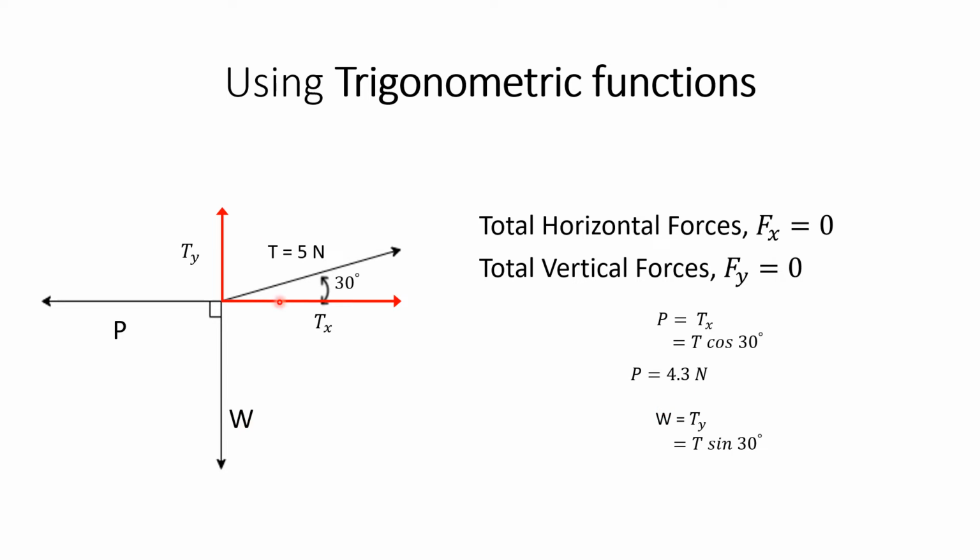Next, for the vertical component, W will be equal to the y component of T, which is Ty. So this will be T sin 30 degrees. This is because sine is equal to opposite over hypotenuse. And then the answer for W will be equal to 2.5 Newtons.